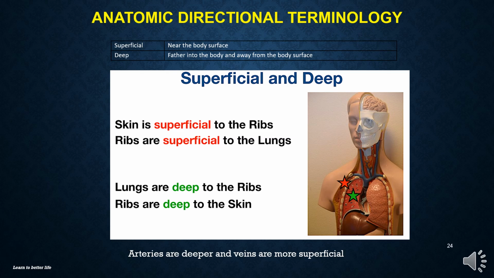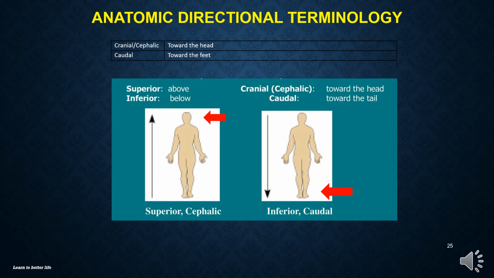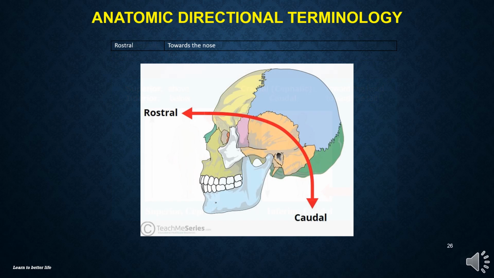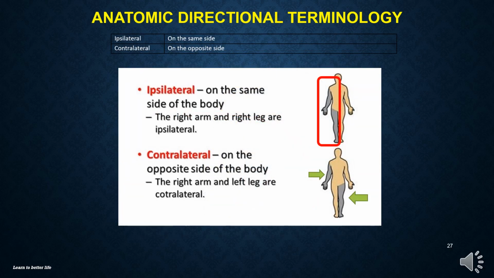Superficial is near the body's surface. Deep is farther into the body, far from the body's surface. For example, arteries are deep and veins are superficial. Cranial and cephalic means toward the head. Caudal means toward the feet. Rostral means toward the nose. Ipsilateral means on the same side. You can see the shaded areas of the arm and leg are on the same side. Contralateral means on the opposite side.